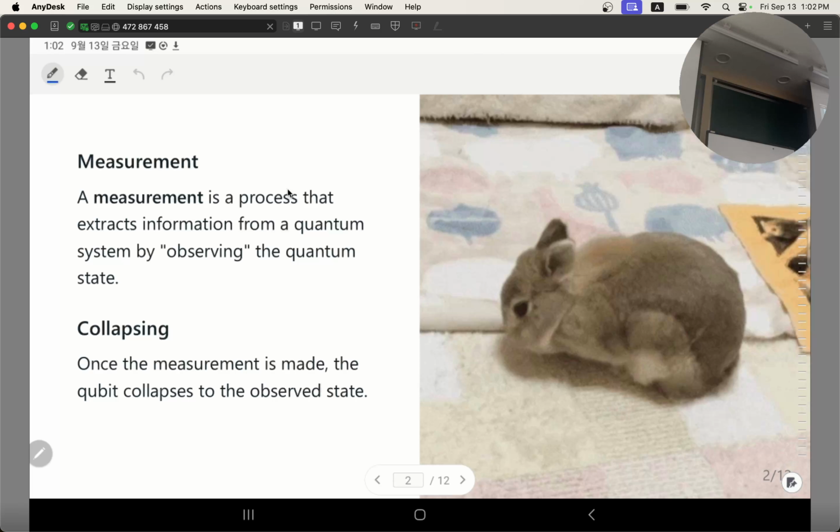The measurement is a process that extracts information from a quantum system by observing the state. So you probably heard about what happens when you observe a quantum state. When you observe something, it fixes to that state. When you make a measurement, you either observe 0 or 1, up or down in the spin case. Whenever we observe spin up or 0, the quantum state stays that way. That's called collapsing.